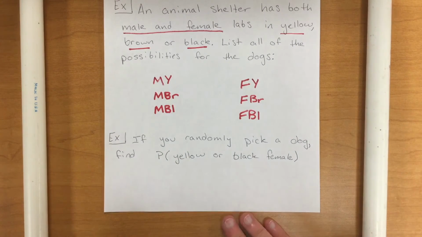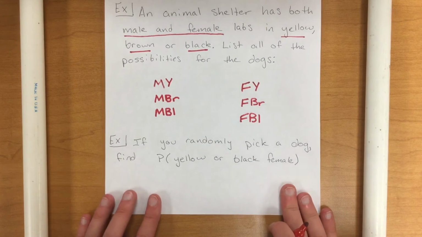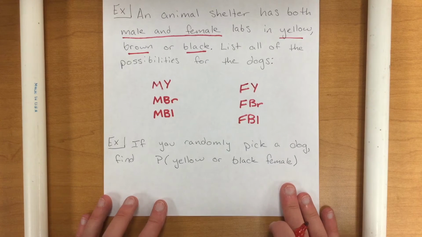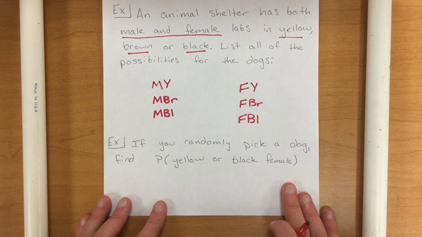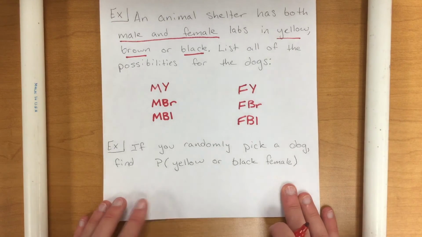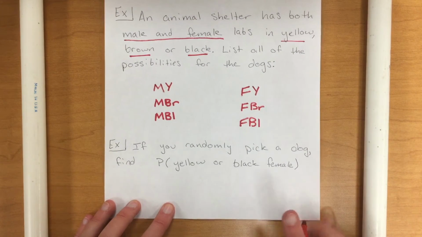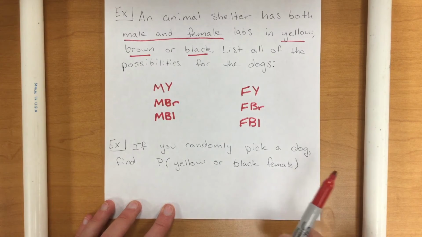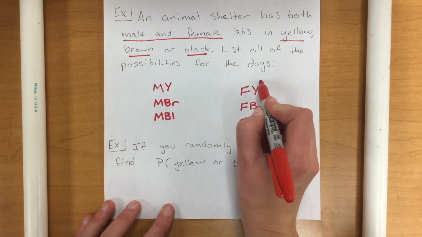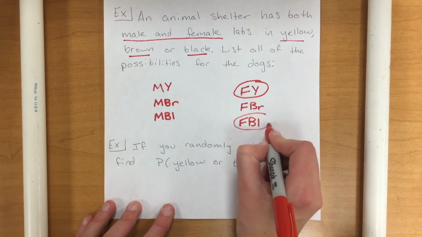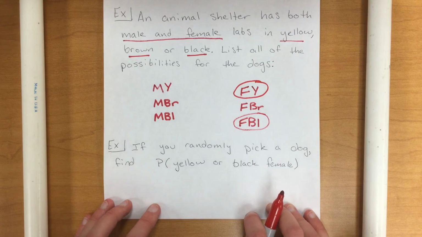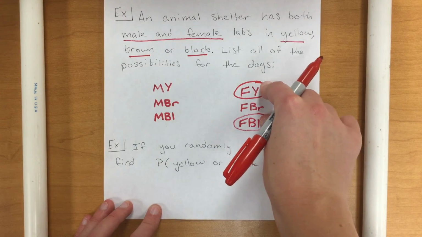All right, for our next example, we are going to be looking at the same information from the last example. So, if you randomly pick a dog, find the probability that it is a yellow or black female. So now we need to go up and look at our list. And do we have a yellow female in our list? Yes, let's circle it. And do we have a black female in our list? Yes, let's circle that as well. So, we have 2 options up here.